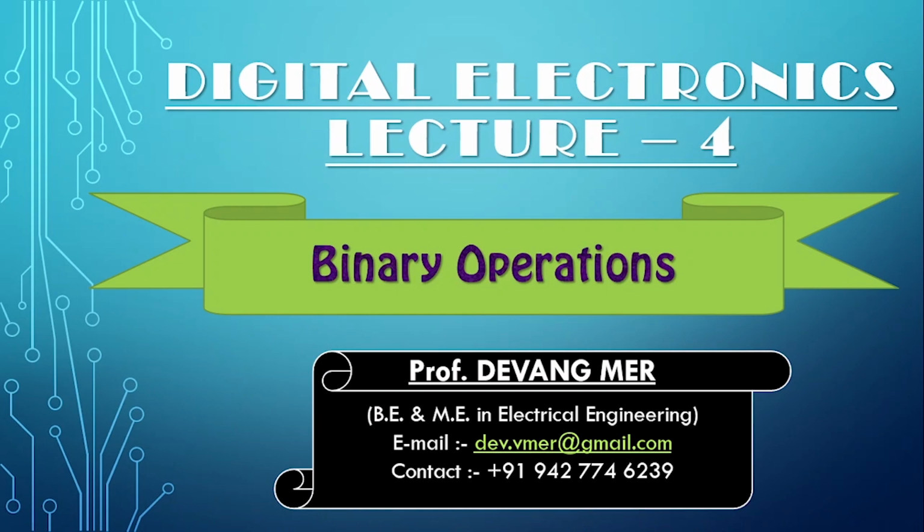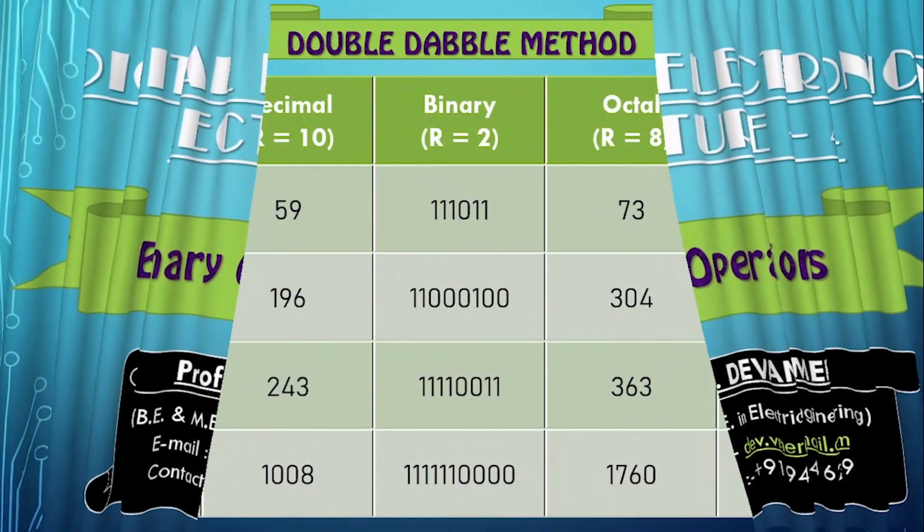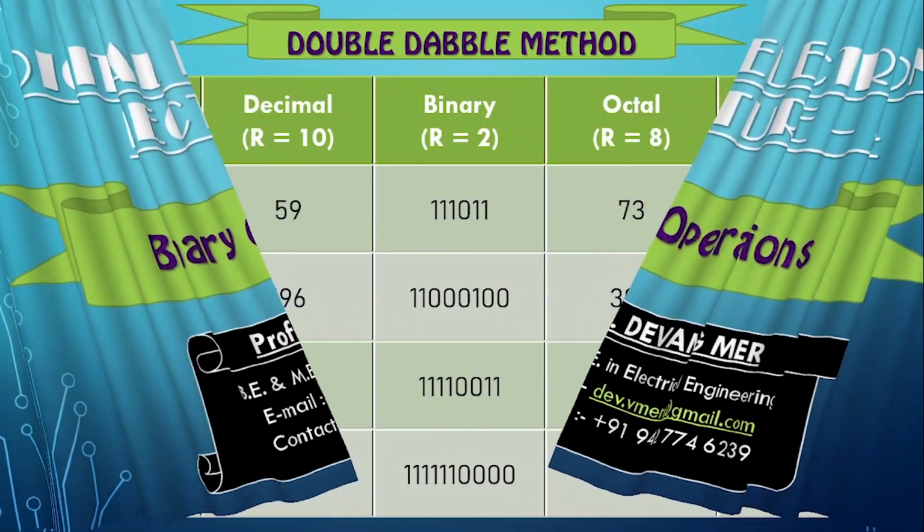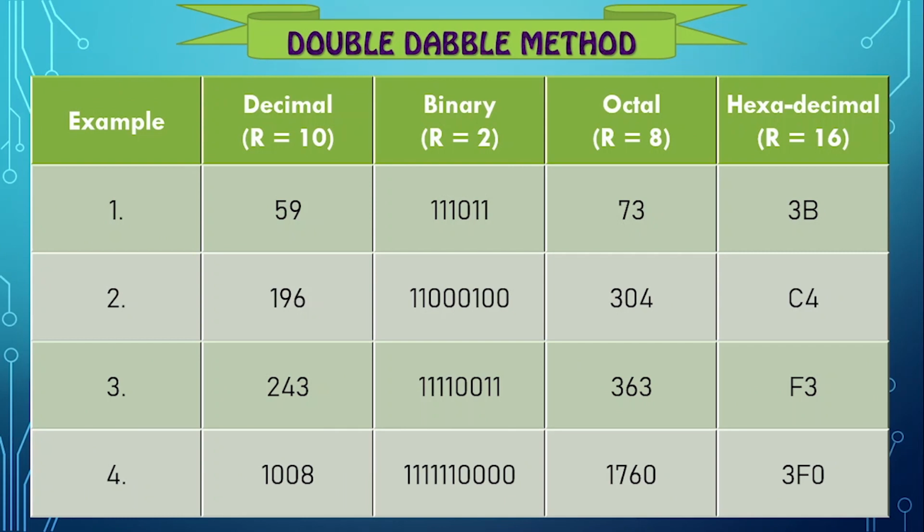In today's video we are going to discuss some binary operations. There are four fundamental arithmetic operations: addition, subtraction, multiplication and division. We will look at each and every operation one by one. But before starting the content of today's lecture, let us have the solution of my previous video.